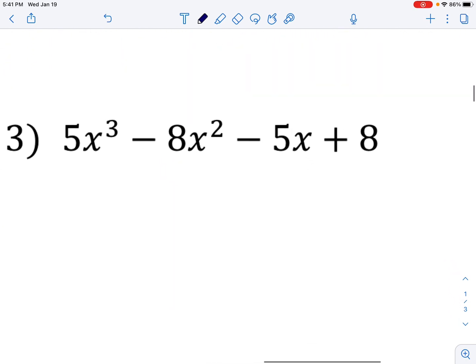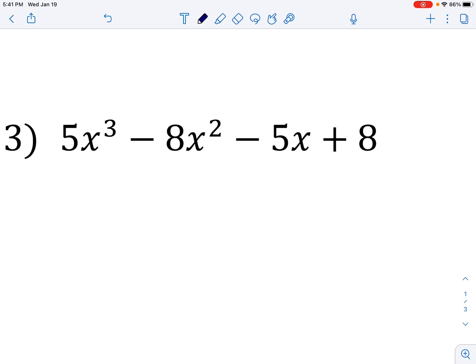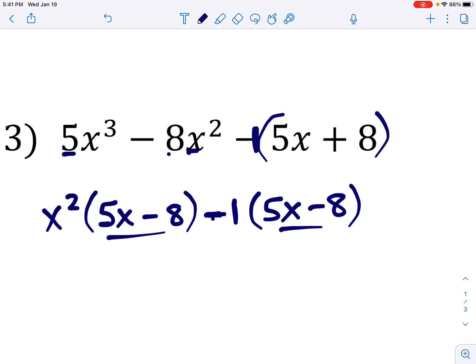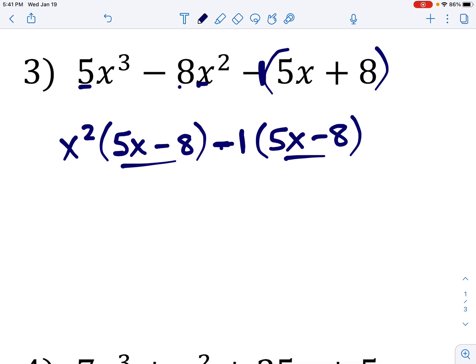Number 3, 5 and 8 don't have anything in common, but I can take an x squared out, so I'm going to take x squared. I'm going to get 5x minus 8. Minus, take these out. Now here it's a little bit tricky because this is still 5x minus 8, but I'm factoring out a negative 1. I have to take something out there. The only thing that I can take out is a negative 1. That's going to change my sign so that I get this to match 5x minus 8 and 5x minus 8. That's what my goal is, to get those to be exactly the same. Take out my common factor, 5x minus 8. Put together x squared minus 1.